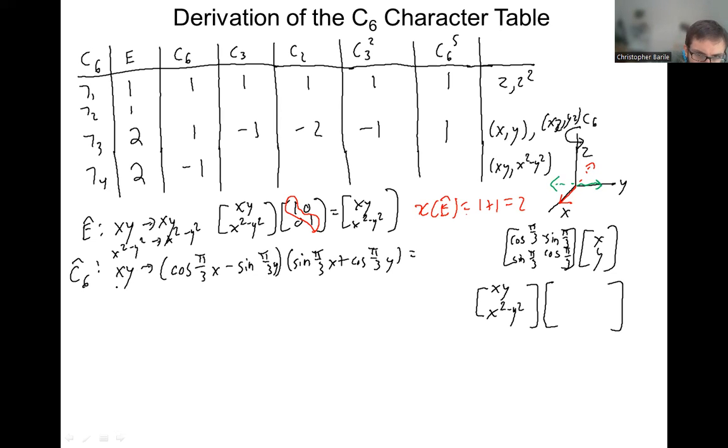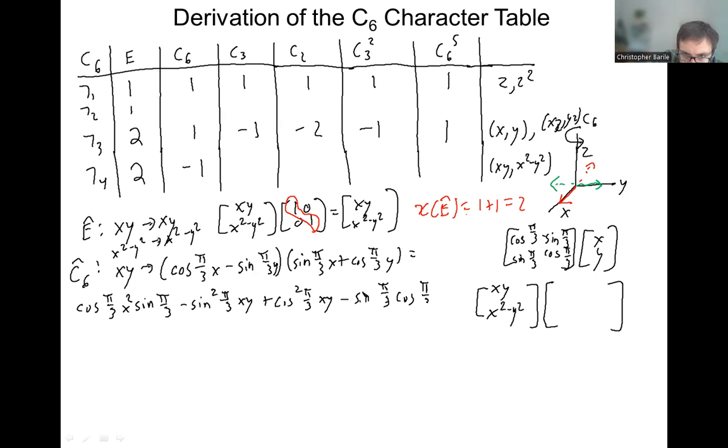And so what's going to end up happening is we're going to get cosine pi over 3 x times sine pi over 3 x, sorry, this is actually going to be x squared. Okay, and then we have minus sine squared pi over 3 xy plus cosine squared pi over 3 xy, and we have minus sine pi over 3 cosine pi over 3 y squared.